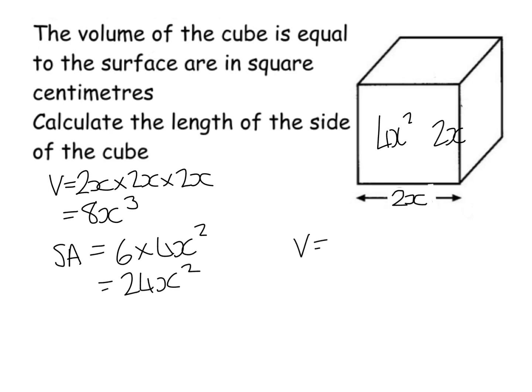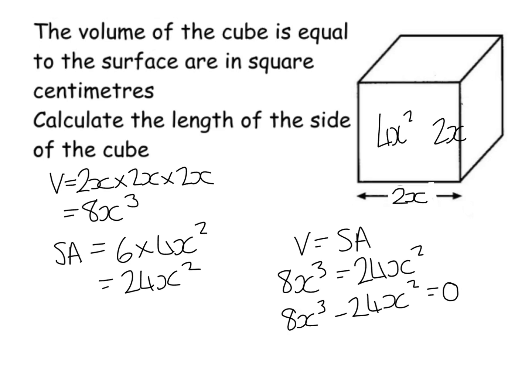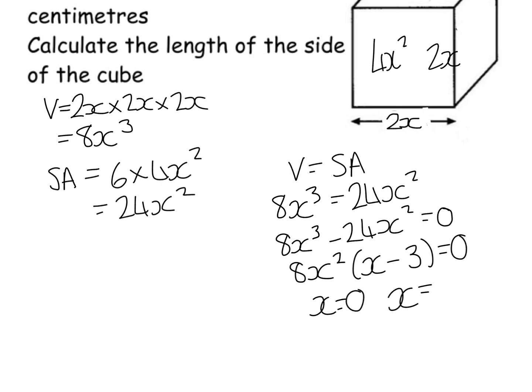We're told that the volume equals the surface area, so 8x cubed equals 24x squared. We need to work out what x is. I'm going to do a Beyonce, to the left, take everything to the left. Oh look, it looks a wee bit like a quadratic, doesn't it? Is there a common factor? Yes, it is. Common factor of 8x squared leaves you with x take away 3 equals 0. So x equals 0 or x equals 3.